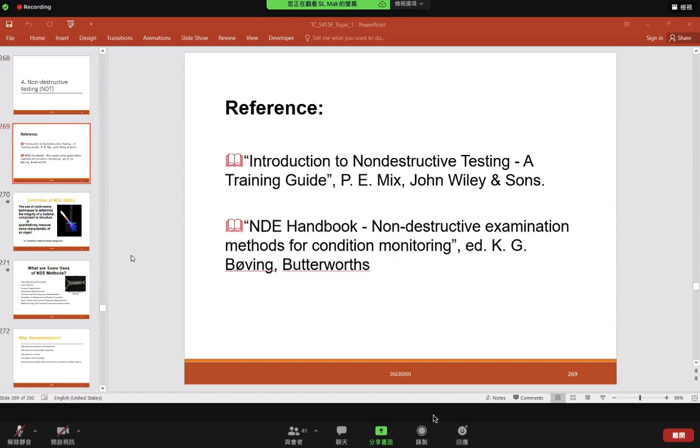What are the applications of non-destructive testing? There are two reference books available in our library: Introduction to Non-Destructive Testing and NDE Handbook, Non-Destructive Examination Method for Condition Monitoring.